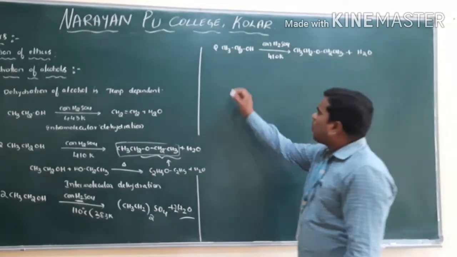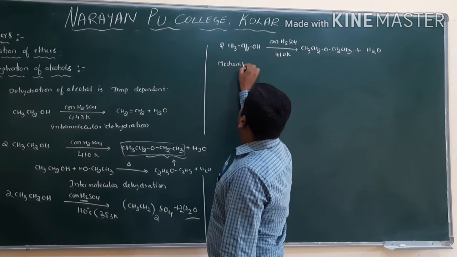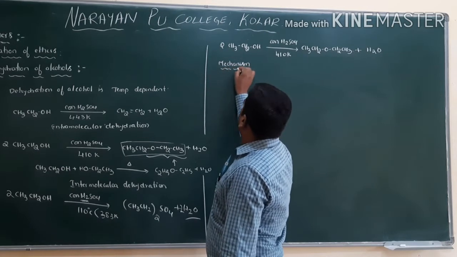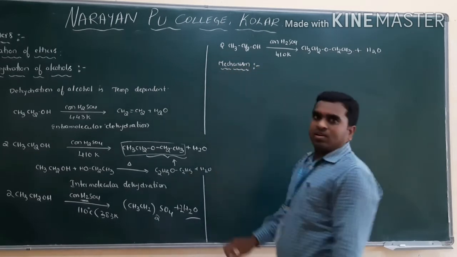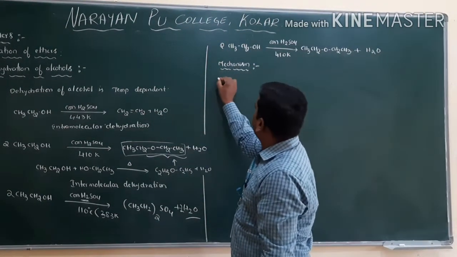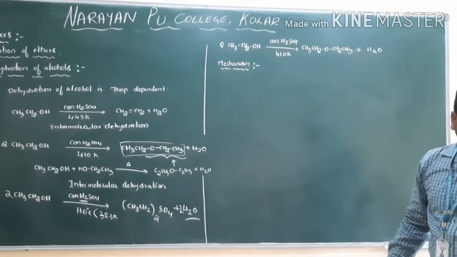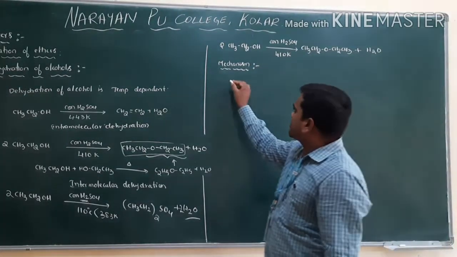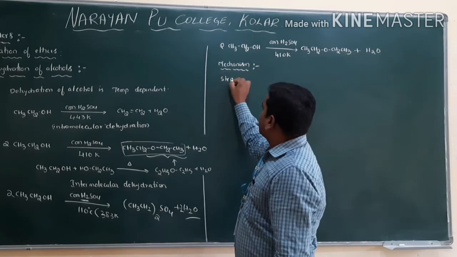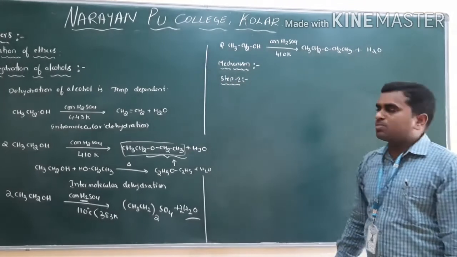Clear? Now, what is the mechanism for this one? If you see the mechanism here, clear? So, in this case, what happened? First of all, this mechanism, formation of ethers from the alcohol, involves mainly three steps. In the first step, this is step 1. It is there in the NCERT textbook, you can see.